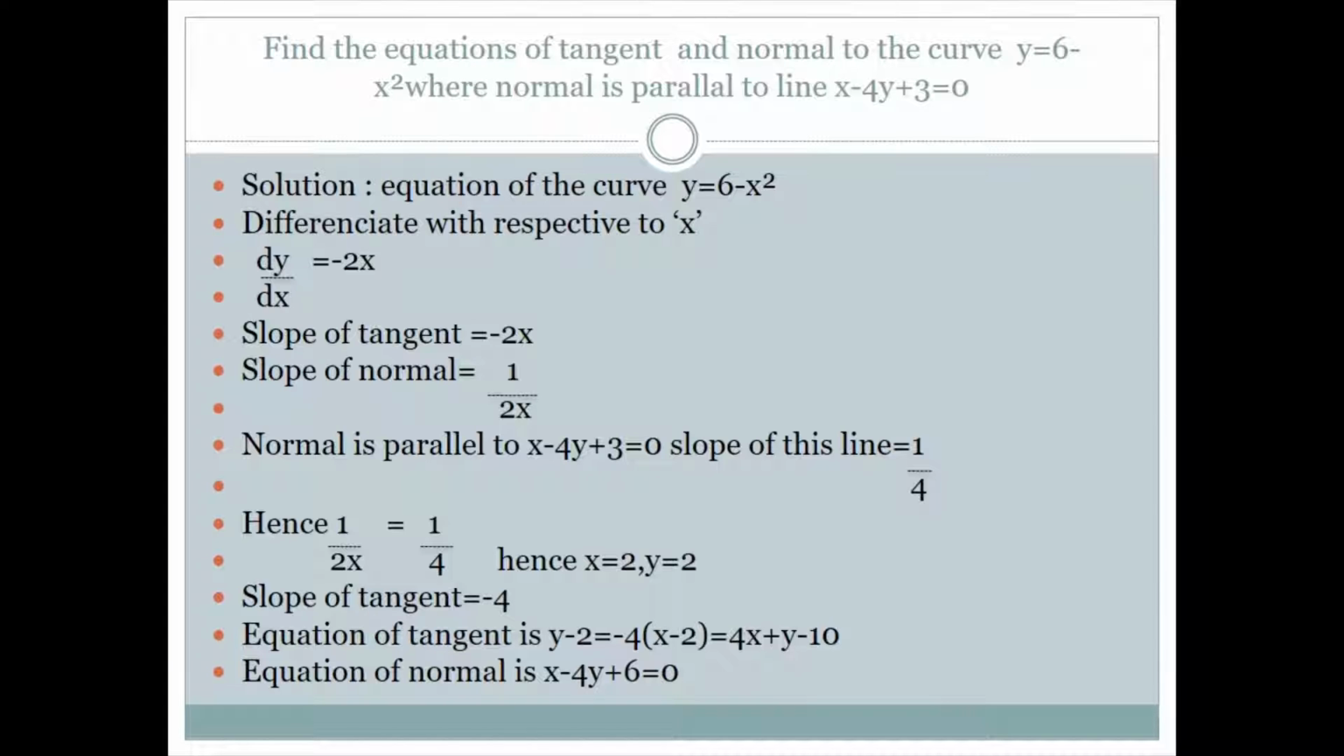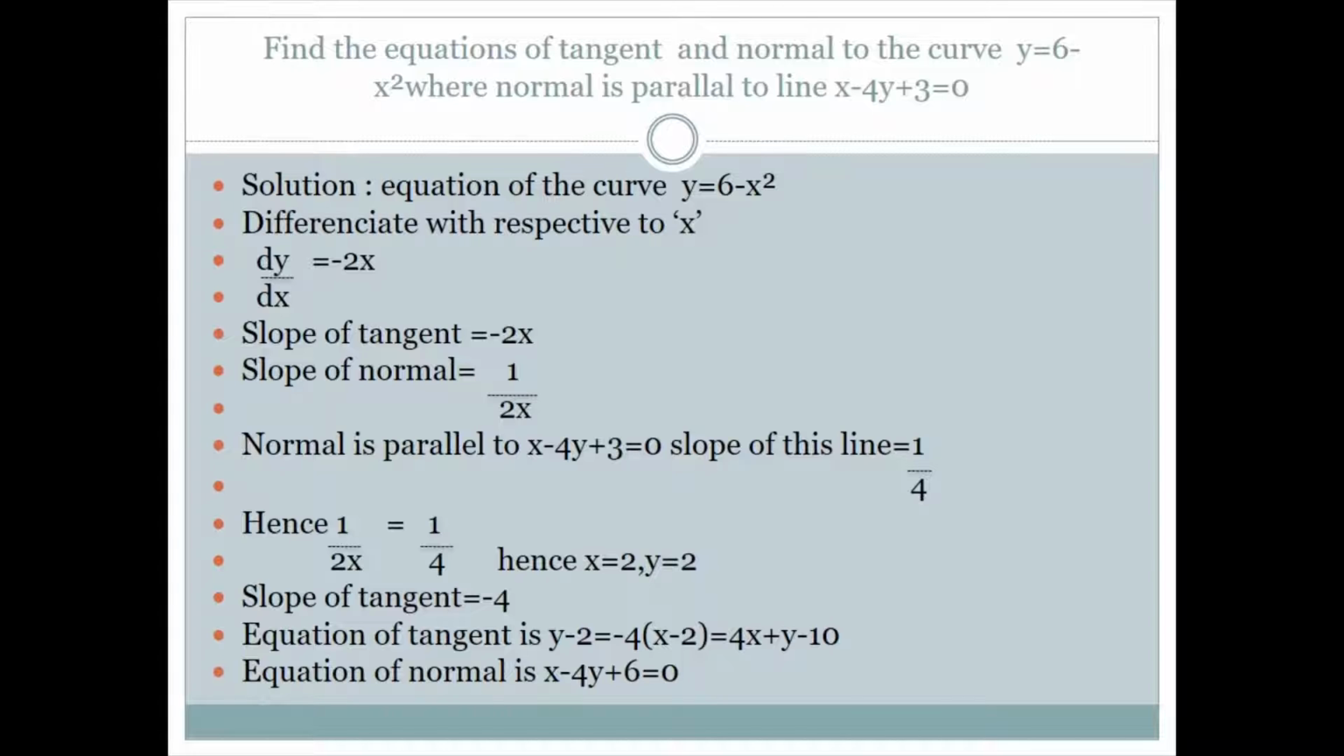Solution. Equation of the curve y is equal to 6 minus x square. Differentiate with respect to x. dy by dx is equal to minus 2x. Slope of tangent is equal to minus 2x. Slope of normal, that is the negative reciprocal, 1 upon 2x.